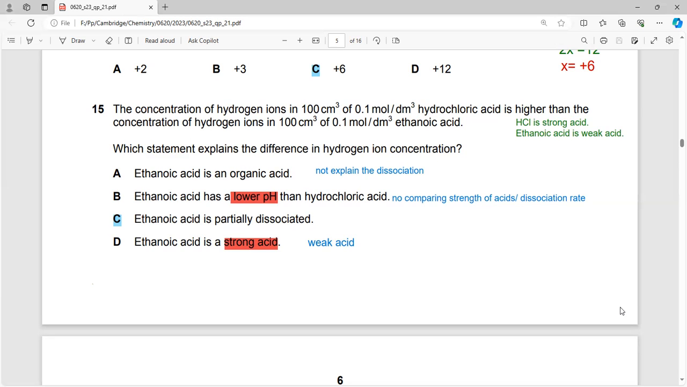Second, B, the ethanoic acid has a lower pH value than hydrochloric acid. This lower pH value is not comparing the strength, or dissociation rate, of the acids. What about ethanoic acid partially dissociating? That's correct, so it's describing the correct option. Ethanoic acid is partially dissociated, while hydrochloric acid is completely dissociated. Here, saying ethanoic acid is a strong acid is the wrong option, because ethanoic acid is a weak acid.